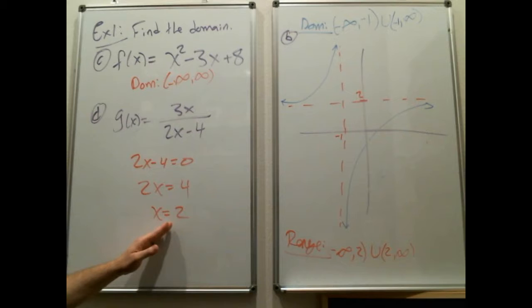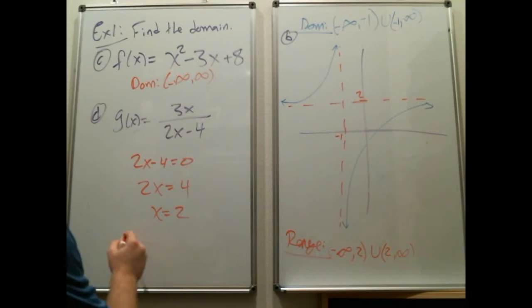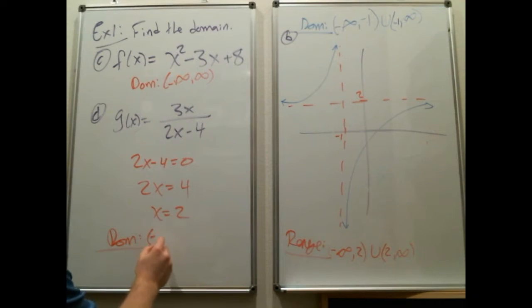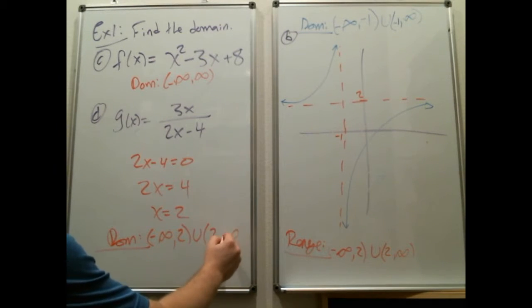This is our vertical asymptote. It's that dotted line, and the domain is every number but this one. So it's all the numbers except that vertical asymptote. So the domain is just negative infinity to 2, not including it, union 2 to infinity.